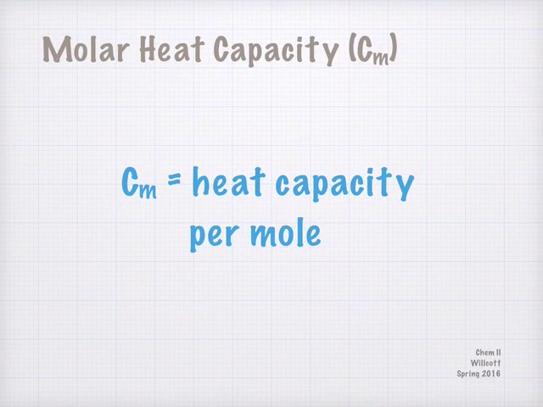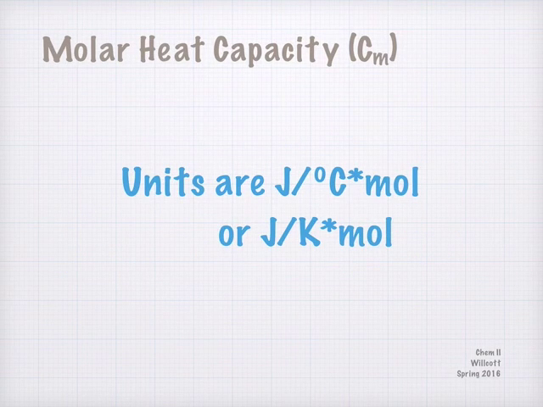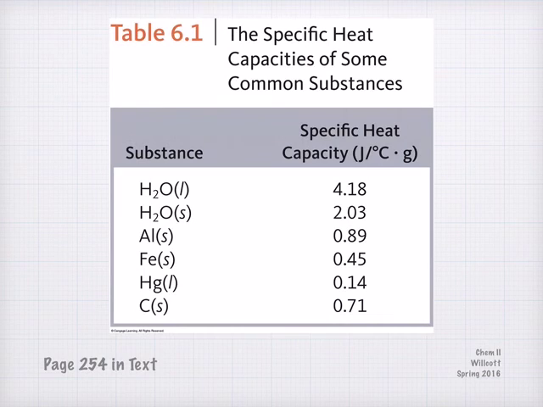Specific heat capacity can also be measured based on moles, and we use the subscript m to indicate that. And so C sub m would be a measure of that heat capacity per mole, or if we want to put it in words, that would be the energy required to raise the temperature of 1 mole of a substance by 1 degree Celsius. And then quickly just looking at what the units look like, the units now look like joules divided by degrees Celsius times mole, or in other words, joules divided by Kelvin times mole.